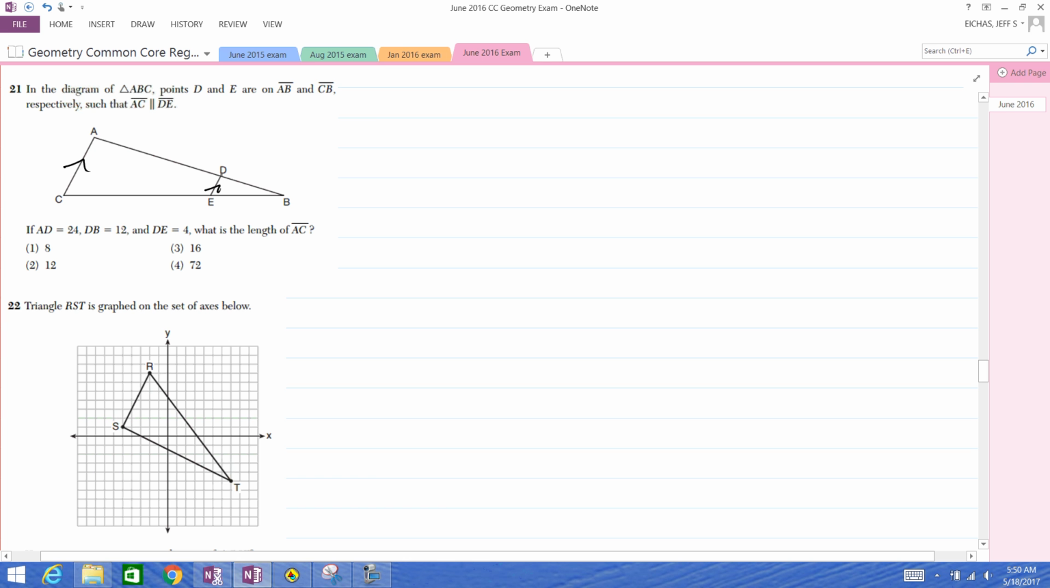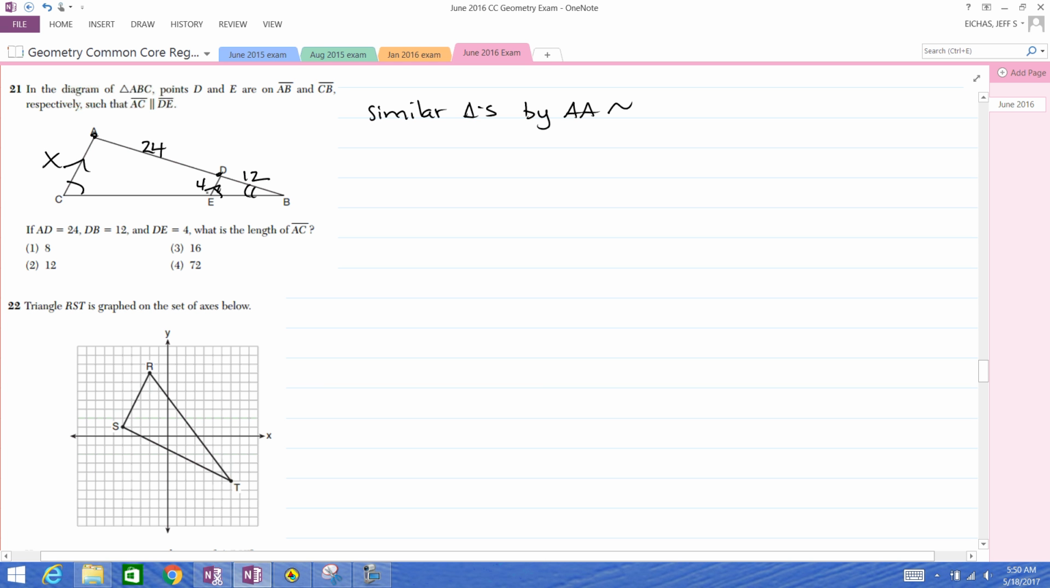All right, moving on. AC parallel to DE. That means we're going to have similar triangles. You can do that, reflexive property if you want. So that's going to be by angle similarity. All right. So from A to D is 24. D to B is 12. DE is 4. We want the length of AC.